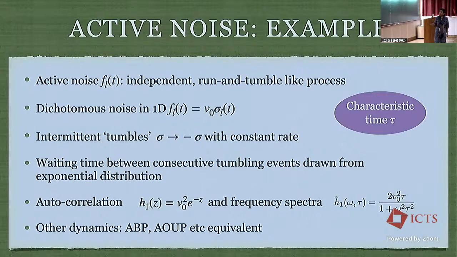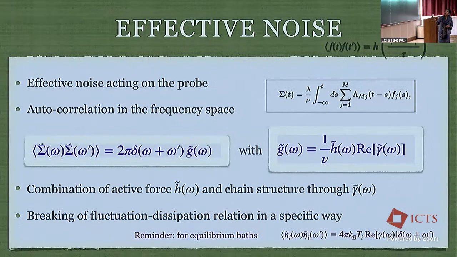H function is a 2-point function. Yeah, f of t prime. Tau is the... So this was t minus t prime by tau. So f of t prime is basically e to the power minus mod t minus t prime by tau. That's the scale up to which the memory is remembered.